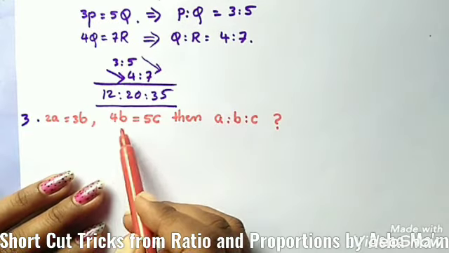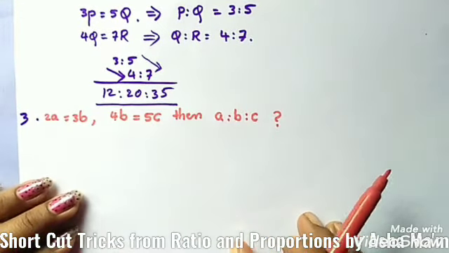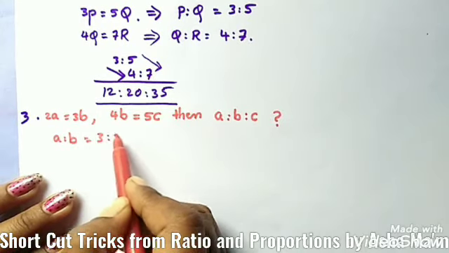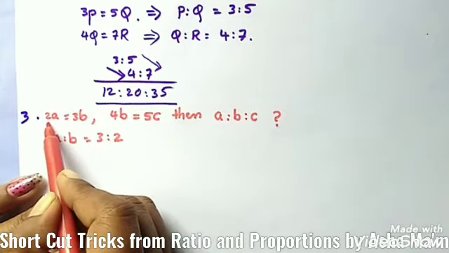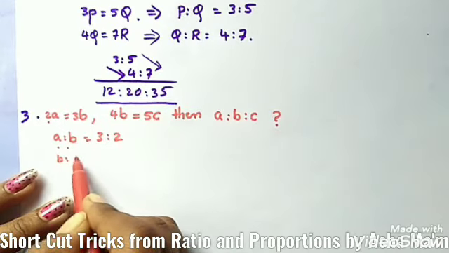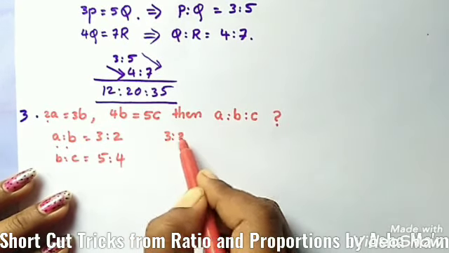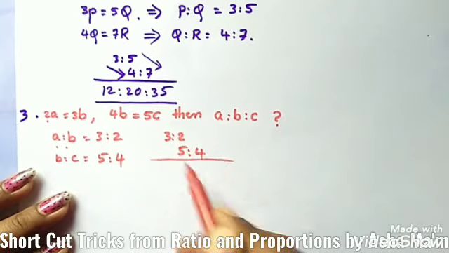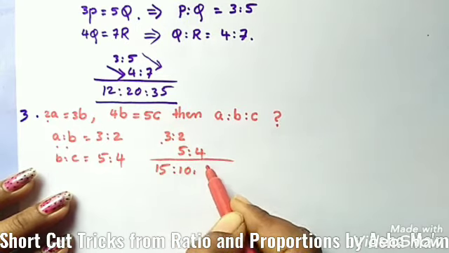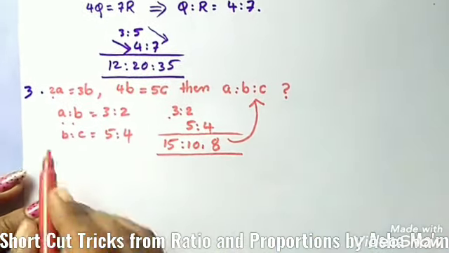Third question, 2A is equal to 3B, 4B is equal to 5C. Then find out A is to B is to C. Now from this question you can write A is to B is equal to 3 is to 2. We just write it in reverse. Here 2 is there. So A is to B is equal to 3 is to 2. Then B is to C is equal to 5 is to 4. Simply we can apply the same trick here. Now multiplication: 3 5s 15, 2 5s 10, 2 4s 8. This is the answer. Let us see question number 4.